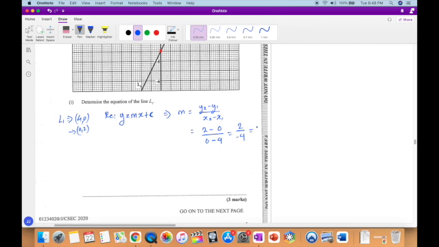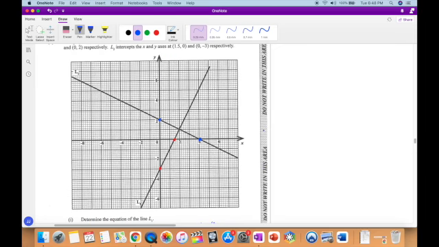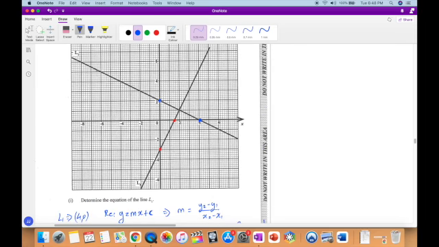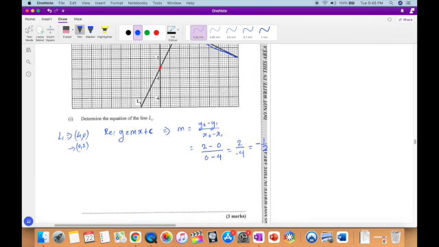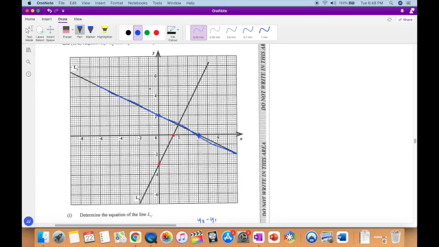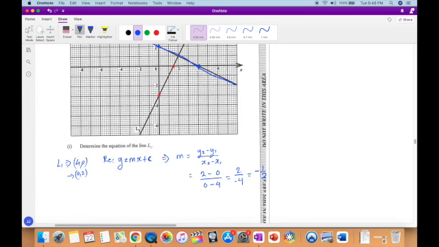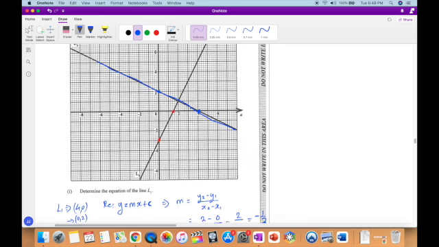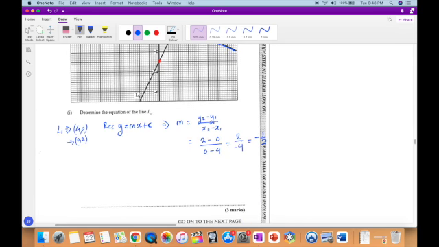Did I do something wrong here? -1/2. This is for L1. Oh yes. And L1 here, we see that this is L1, and we can see here that L1 does have a negative gradient. I mixed up L1 and L2 for a minute there. I was watching this line. So you could tell if you got it correct by visually looking at the line, okay, that's a negative gradient.